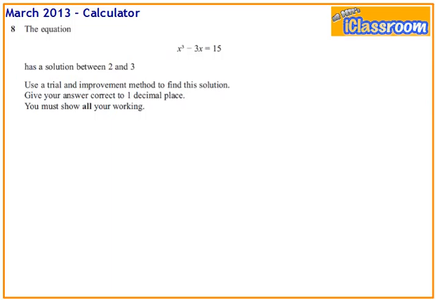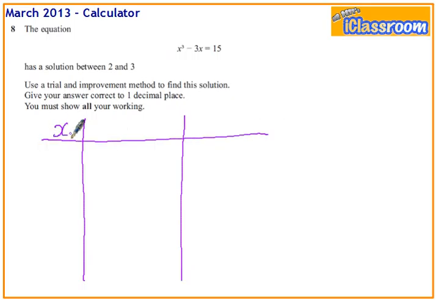Trial and improvement. One of my favourite questions, because it's so formulaic and it's so easy to pick up the marks. So we know that we're looking for a solution to this equation, and we're using this method of trial and improvement. Because I know it's trial and improvement, I'm going to set up my little trial and improvement grid, where this is my guess. I'm told that the answer is somewhere between 2 and 3, so my first guess is going to be that x is 2.5. Then I plug into my calculator, 2.5 cubed minus 3 times 2.5, and that comes out to be 8.215, which is too small.